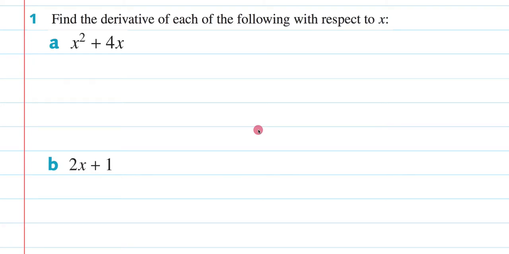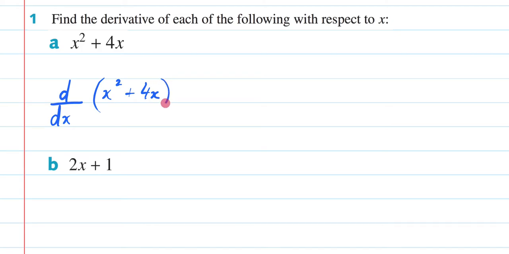We are going through exercise 17b, and in this video we'll be answering question 1, which is asking us to find the derivative of each of the following with respect to x. So let's begin with our first one here, which is asking us to derive x squared plus 4x with respect to x. So I'm going to be using Leibniz notation here. So I'm deriving this with respect to x squared plus 4x.